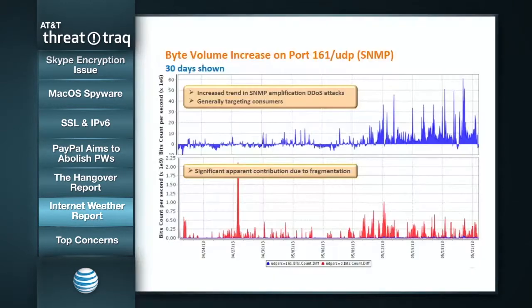Okay. So let's take a little bit of a look at what's been going on in the last week related to Internet anomalies. The first item that showed up on our list here is an increase in byte activity, or bit activity, bandwidth usage associated with port 161 UDP. This is associated with Simple Network Management Protocol. I didn't point it out in the graphic here, but it's actually source port 161 UDP that this is showing. So this is pretty clearly denial of service attacks that are using SNMP reflection.